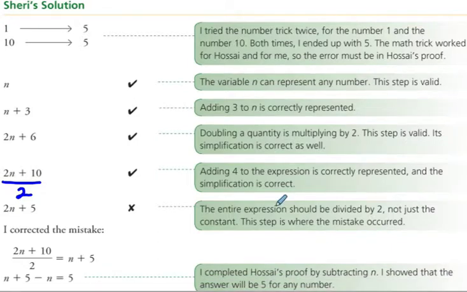So that's the mistake, and if we correct that mistake, we'll have n plus 5, and then when we subtract the original, we'll end up with the n's canceling out, and 5 equals 5. So 5 will work for every time. So now this is a proper proof. We've corrected the mistake.